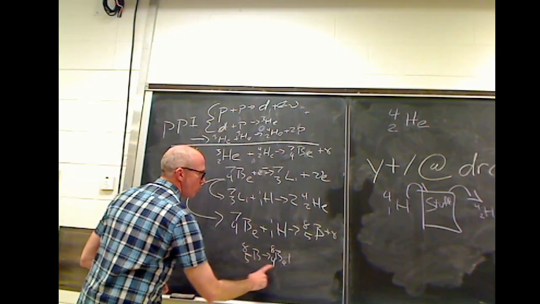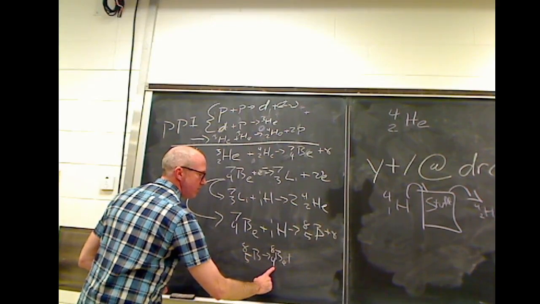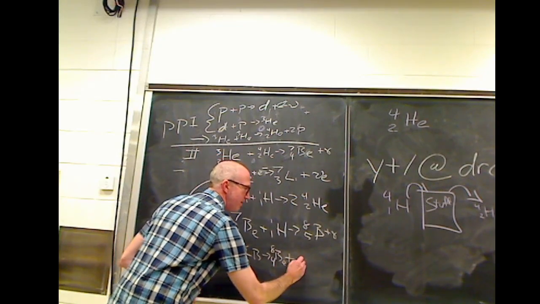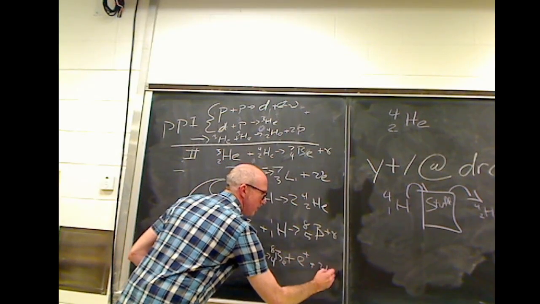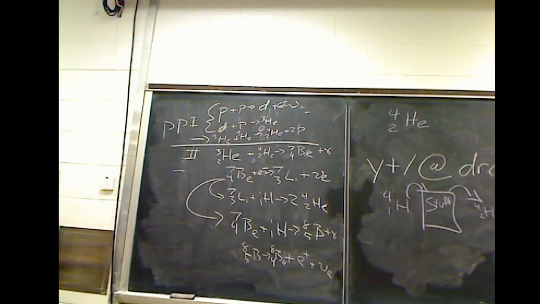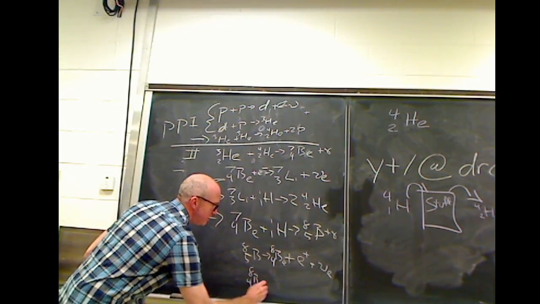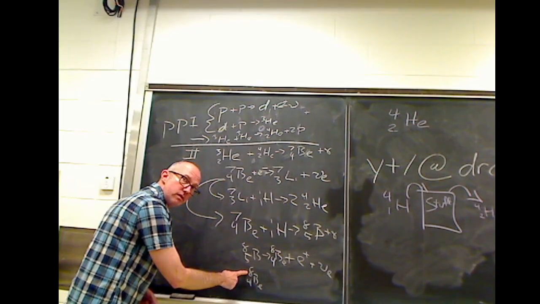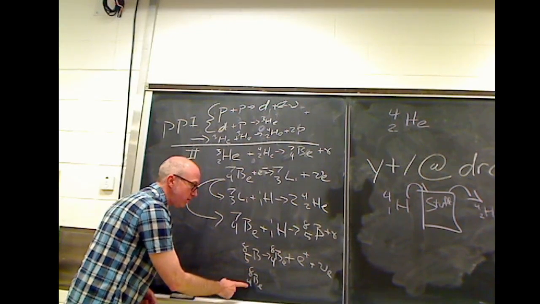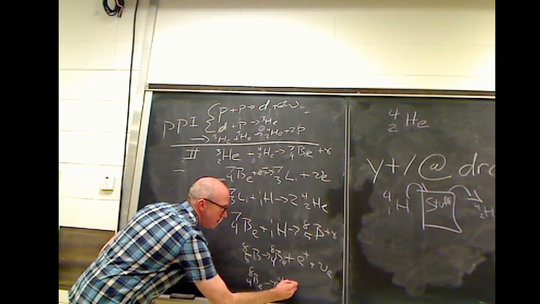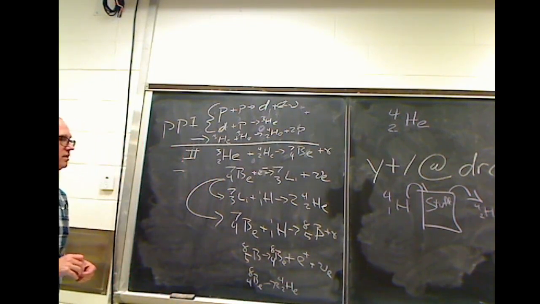And this requires a proton to be converted into a neutron. So what do I have to get out? I have to get out a positron plus a neutrino. And then the beryllium-8. Now I've got twice 4 and twice 2. This just turns into 2 helium-4. Okay, so that's the whole proton-proton chain.